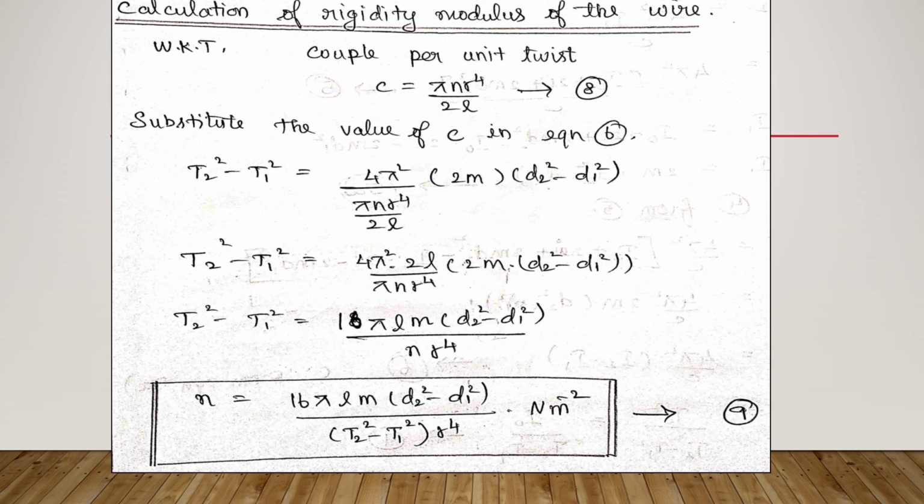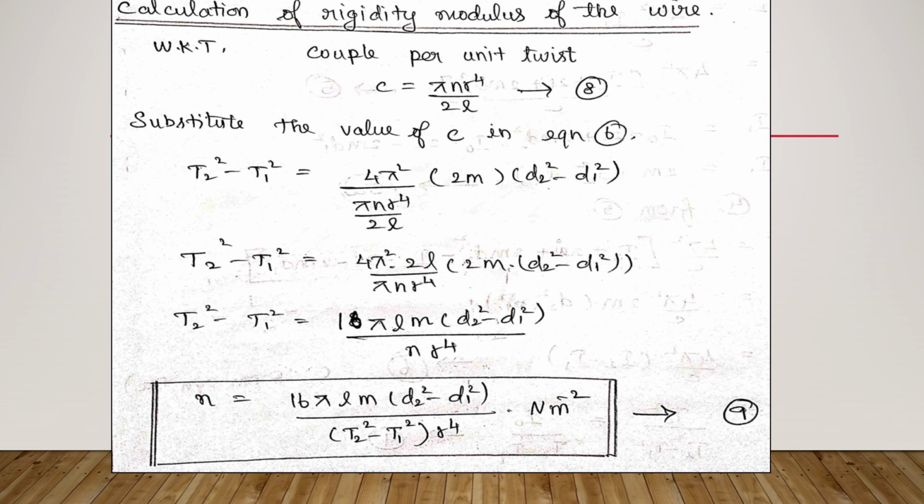Okay. So T2 square minus T1 square is equal to 4 pi square into 2l divided by pi n r power 4 into 2m into d2 square minus d1 square. So on solving this above equation, you will get the value of n is equal to 16 pi l m into d2 square minus d1 square divided by T2 square minus T1 square into r power 4.